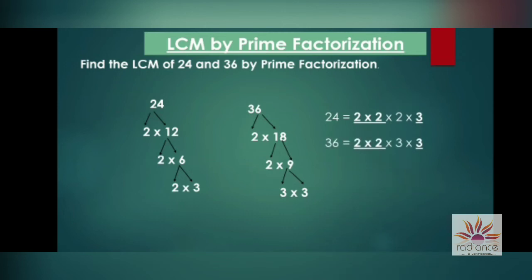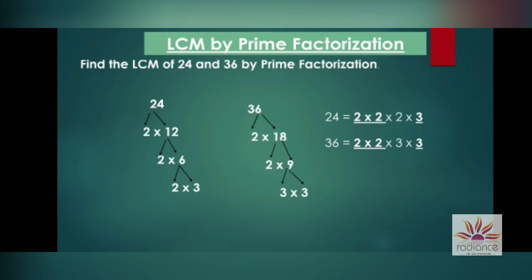So 24 has prime factors 2 multiplied by 2 multiplied by 2 multiplied by 3, whereas 36 has 2 multiplied by 2 multiplied by 3 multiplied by 3. Here both the sets have some common as well as uncommon factors.